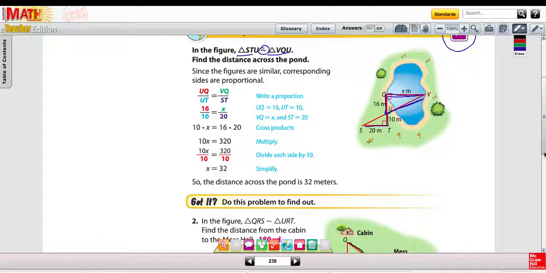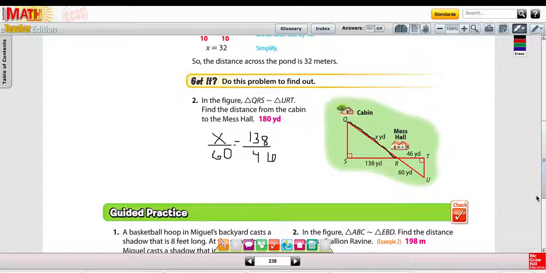example problem. So coming down here to got it, I have another picture here where it says QRS is similar to URT, and so what I can do is I can take what I don't know, x, right here, and set that over what I do know, which is 60. And then I need to set up another two sides that I do know, 138 and 46. Again, I can rearrange these numbers any way I'd like, as long as I'm going from one triangle to the next or from one side to the other in the same order as I did on the initial one.